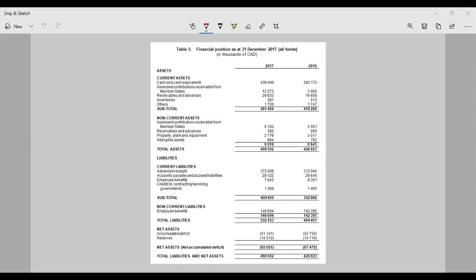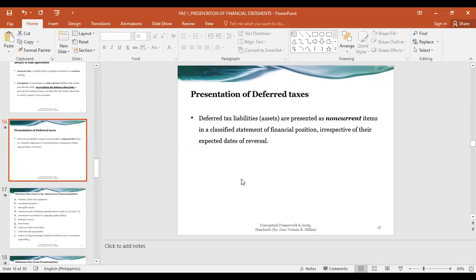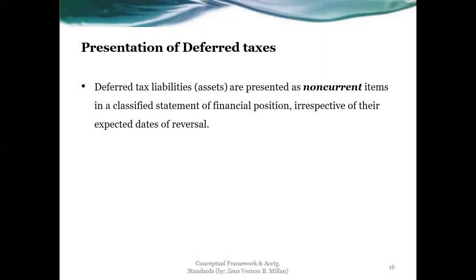Good day, everyone. This is the second part or continuation of PAS 1, presentation of financial statements. Make sure to check that out, the first part of this particular series. So I'm going to continue my discussion, and this is all about, again, presentation of financial statements. And this time it will be on deferred taxes.